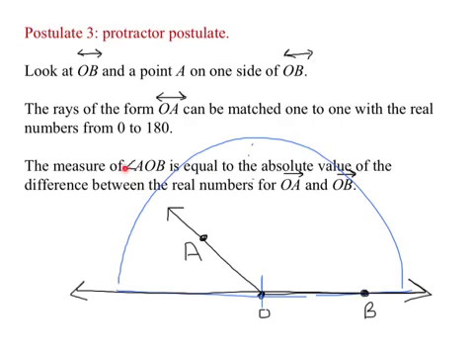So we're going to look at this ray tomorrow with our protractor and be able to measure this angle with our protractor. The measure of angle AOB is equal to the difference between the real numbers from OA to OB. So we're going to read numbers 0 to whatever it reads right here.